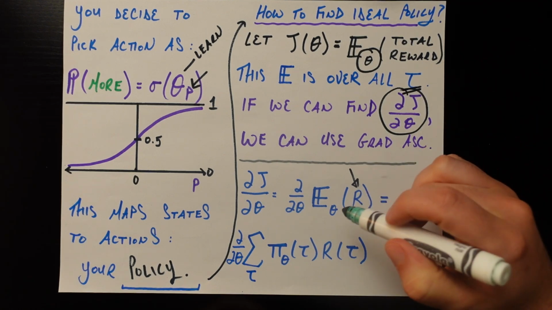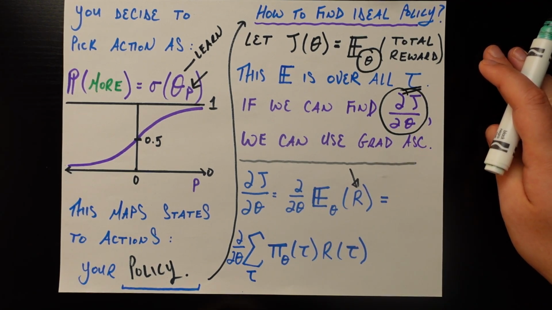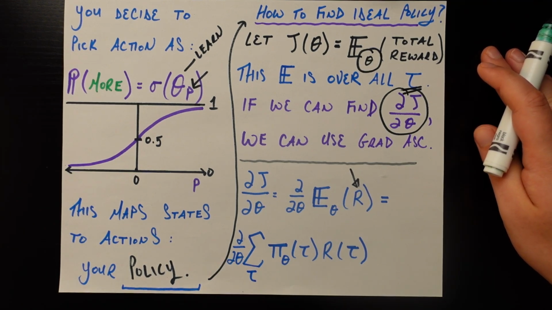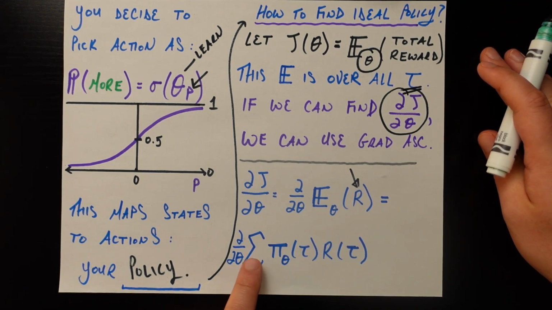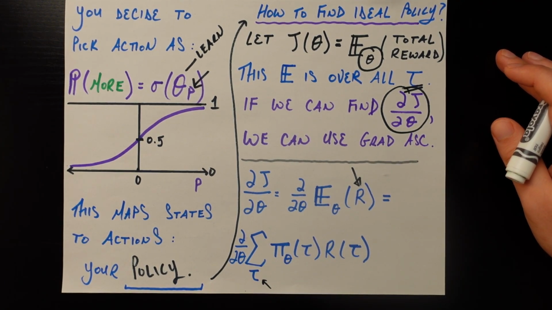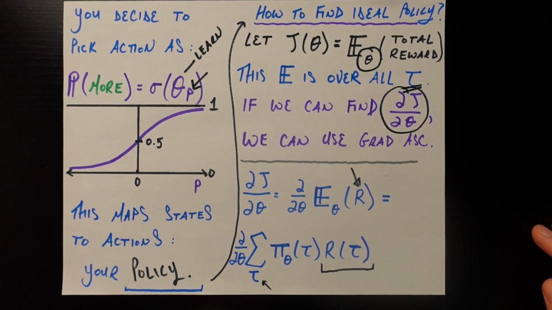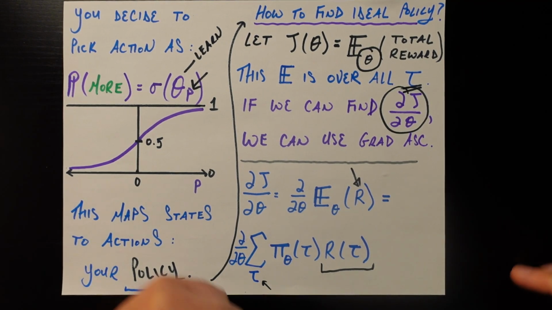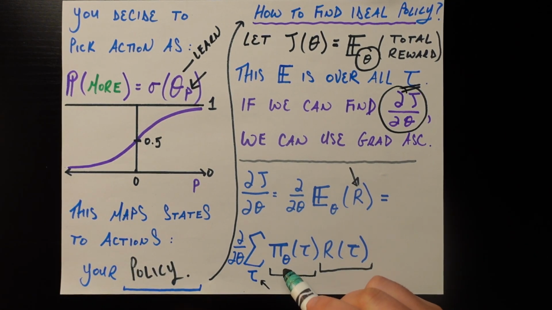So let's expand this expected value using the definition of what an expected value is. We have the derivative still hanging out on the outside. An expected value, as we said before, is basically a glorified sum over all possible trajectories tau. And inside we have two terms. We have the total reward that would come from that trajectory, R of tau, and we have the probability of that trajectory under this parameter theta.